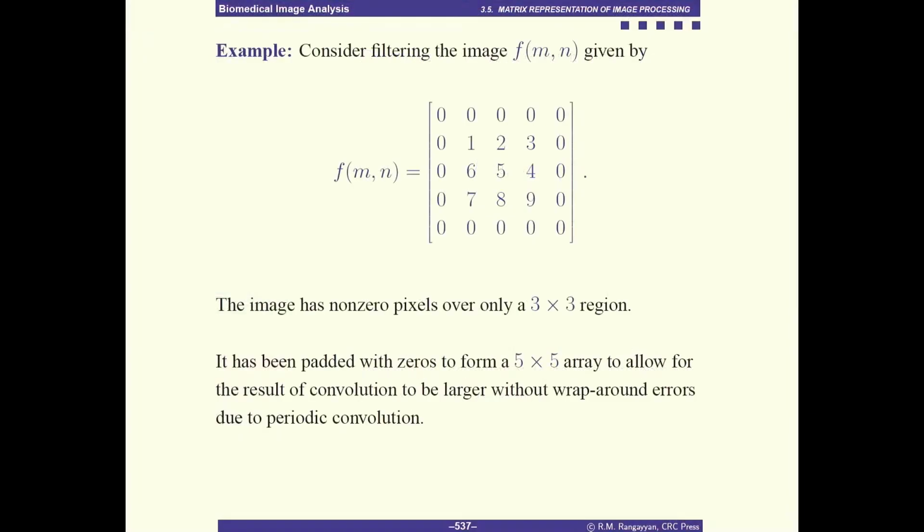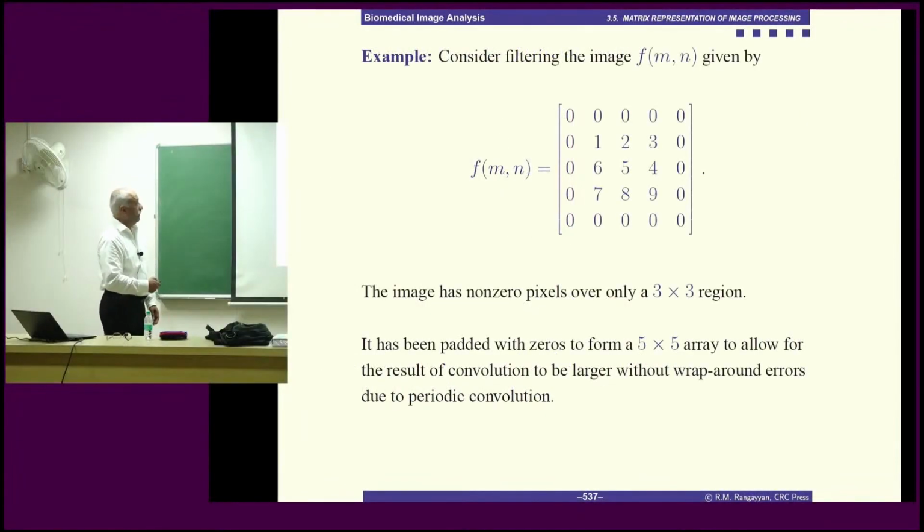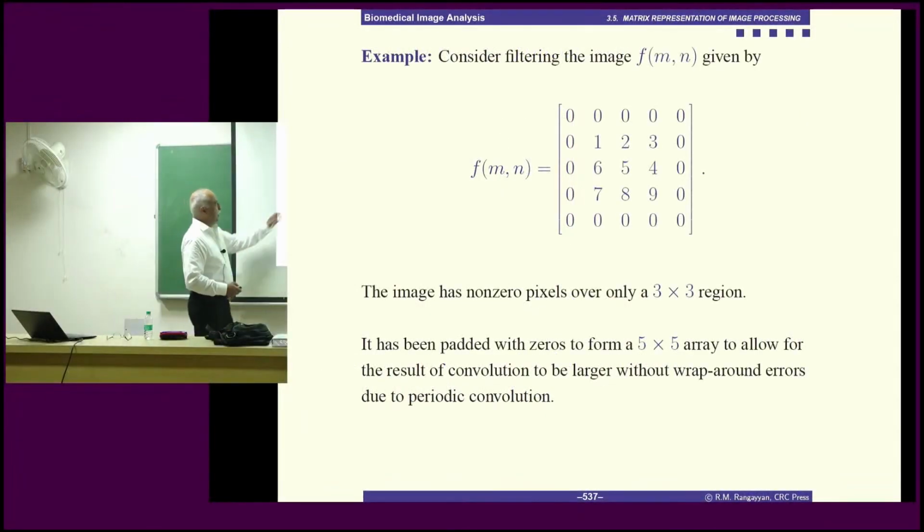So let's look at an example. I spent a lot of time to prepare this long ago. F(m,n), let's consider this some number, 1, 2, 3, 4, 5, 6, 7, 8, 9. Just put some numbers, and I padded with zeros to make a 5 by 5 matrix. So the image has non-zero pixels only over a 3 by 3 region.